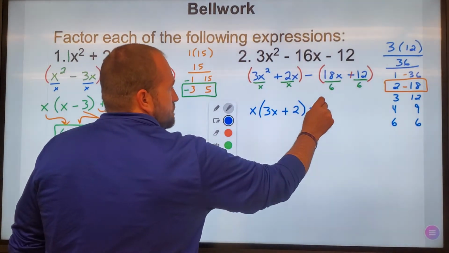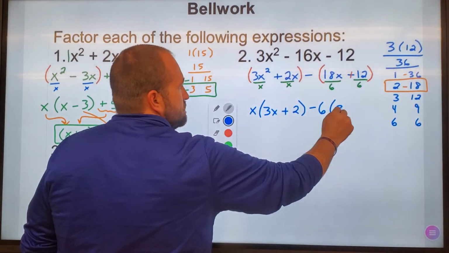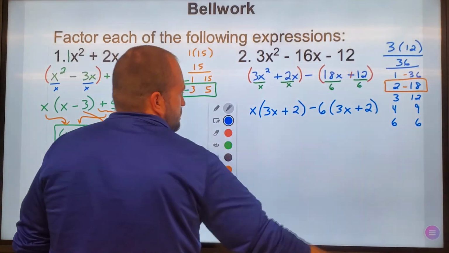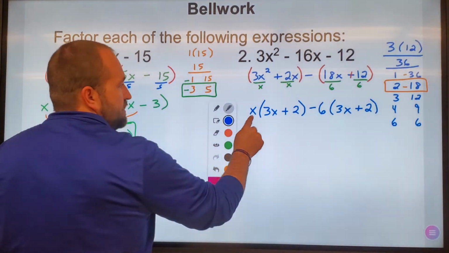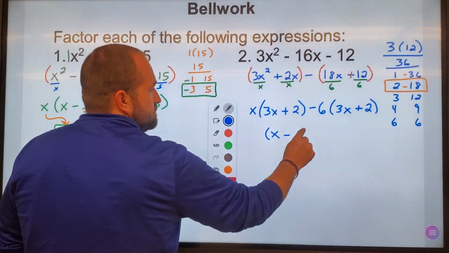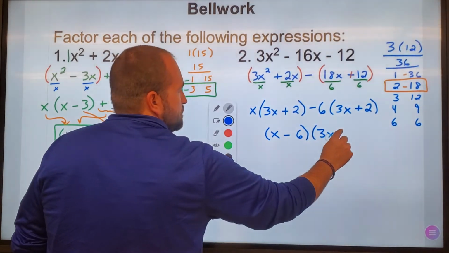That 6 is going to come out. 18x divided by 6 is 3x. 12 divided by 6 is 2. And again, what's on the outside here, those are just going to slide together. So x minus 6. And then what's repeated here is just going to come down 1 time.